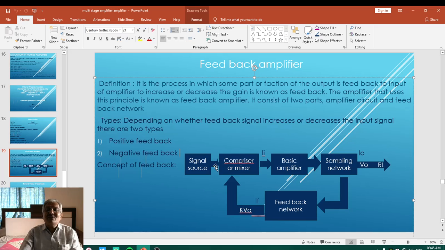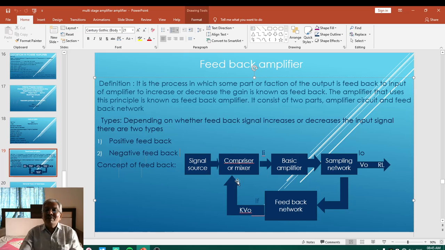Suppose it is a current source, then current I is given to the basic amplifier. It is amplified and the amplified output current is available here. Some part of this will be picked up, and K times IO is given back to the input. This is what the concept of feedback means.